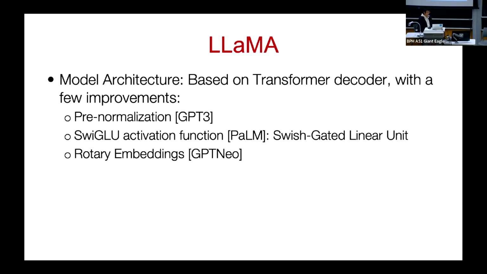The first one is it uses pre-normalization instead of post-normalization. The second one is that they replace the standard ReLU activation with this SwiGLU activation. And the third one is that instead of using the original positional encoding, which is an absolute positional encoding, it uses rotary embeddings, which is a relative positional encoding, and I'll elaborate on that later.